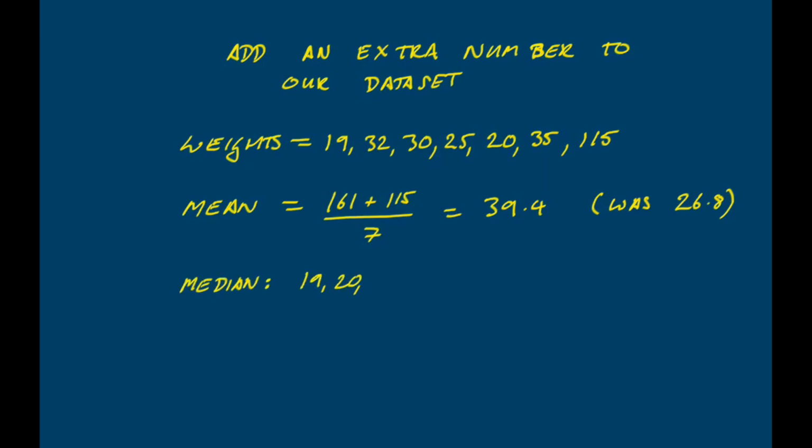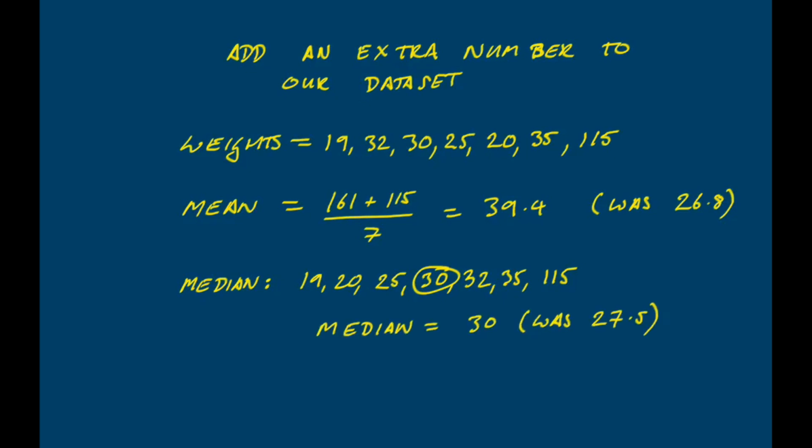The median, on the other hand, is now the middle value of our 7 numbers when we rank them, and that middle value is 30. So the median is 30, whereas previously it was 27.5. So what you can see is that the mean has been affected more by this extreme value in our data set than the median has. And this is why when you have skewed data, the mean tends to have a higher value than the median does.